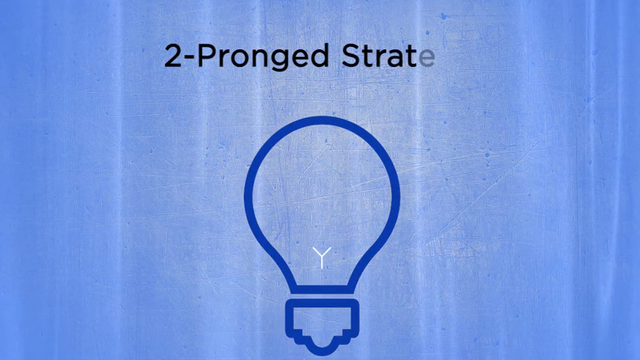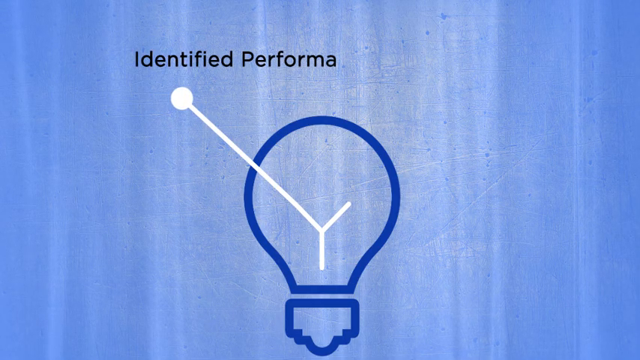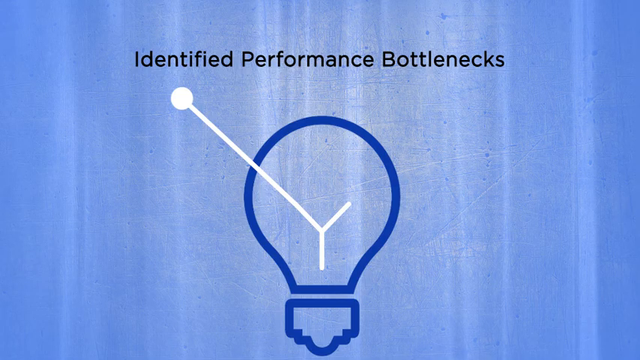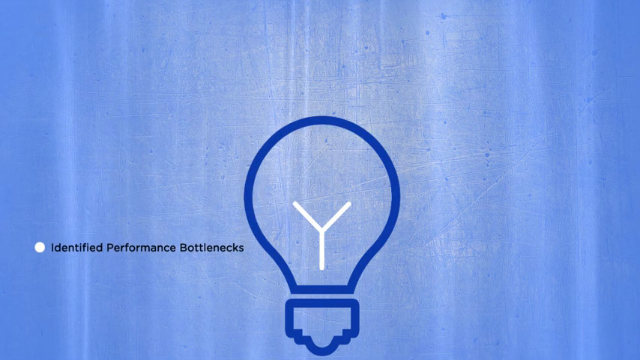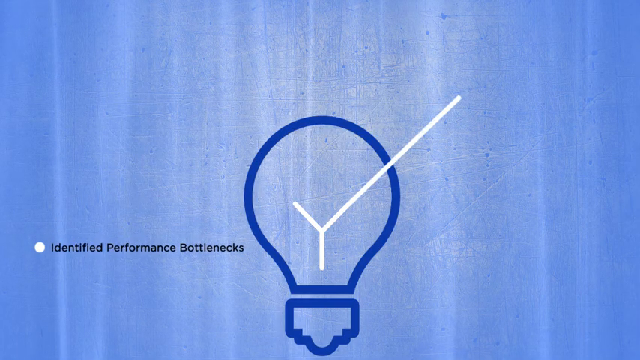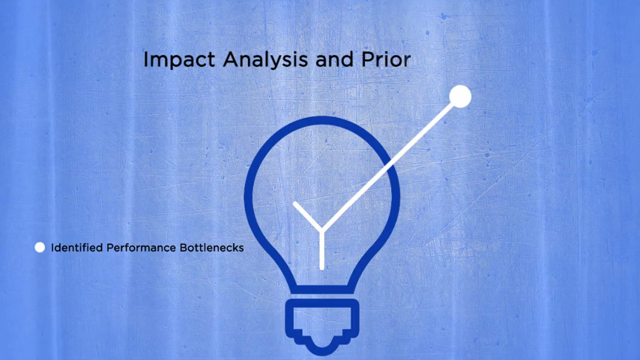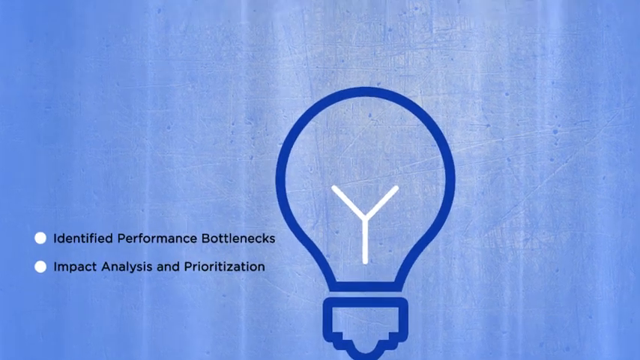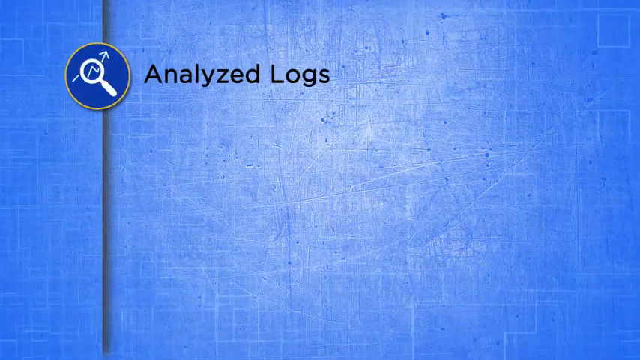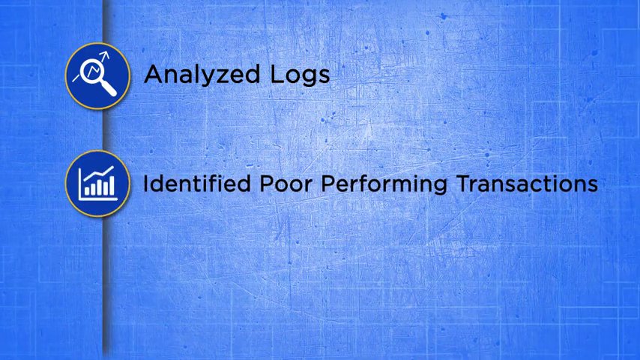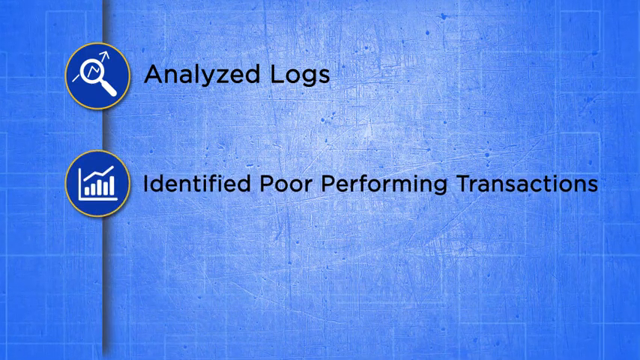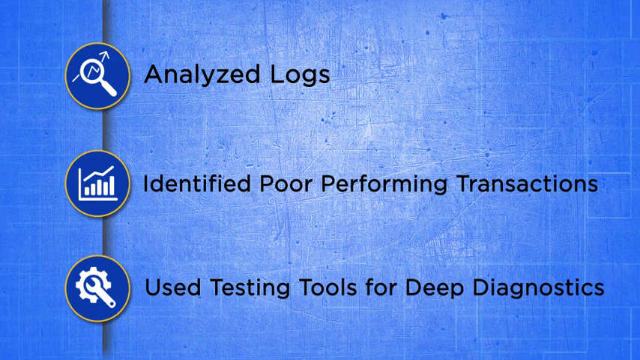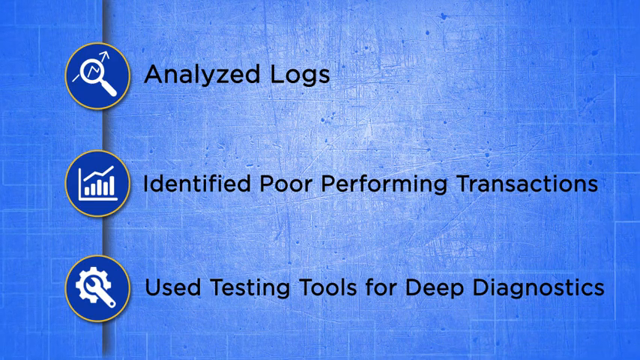Gallop followed a two-pronged strategy which went to the grassroots level. They identified performance bottlenecks that caused the system to respond slowly and, second, identified the areas to be fixed after due impact analysis and prioritization. Gallop analyzed the logs from production systems to gain insight into poor performing transactions, and using testing tools did a deep diagnostics monitoring and extensive database monitoring.